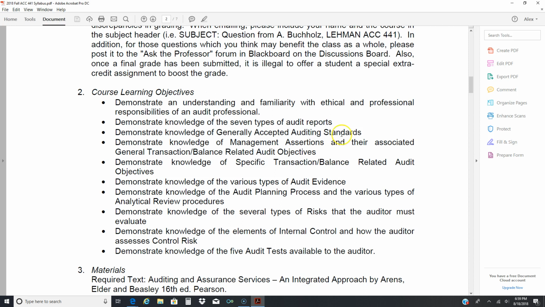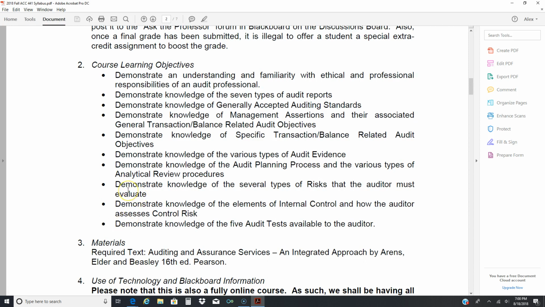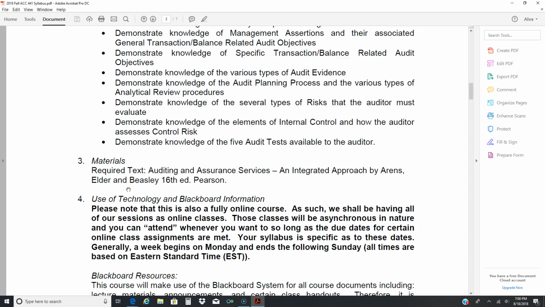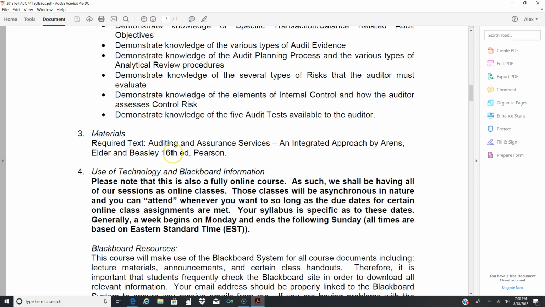Demonstrate knowledge of the various types of audit evidence, demonstrate knowledge of the audit planning process and the various types of analytical review procedures, demonstrate knowledge of the several types of risks that the auditor must evaluate, demonstrate knowledge of the elements of internal control and how the auditor assesses control risk. Demonstrate knowledge of the 5 audit tests available to the auditor. Our textbook this semester is the required text, Auditing and Assurance Services: An Integrated Approach by Arens, Elder, and Beasley.